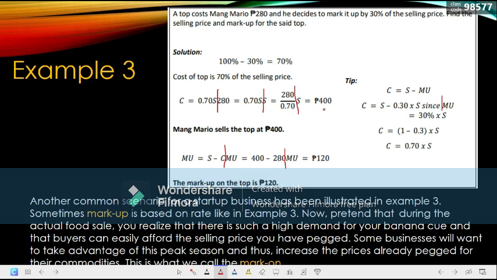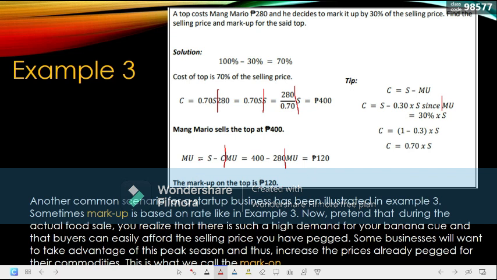Okay. So we have here the selling price. So we have answered already the first question: find the selling price. Now the next would be find the markup for the said top. Since Mang Mario sells the top at 400 pesos, remember, the markup is equal to the selling price minus the cost price. Since we already solved for the selling price, it will be very easy for us to solve for the markup. We have markup is equal to the selling price, 400, minus the given cost price, 280. Therefore, the markup is equal to 120 pesos. Therefore, the markup of the top is 120 pesos.